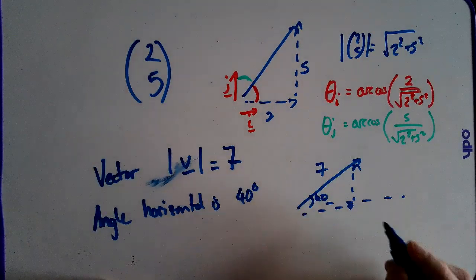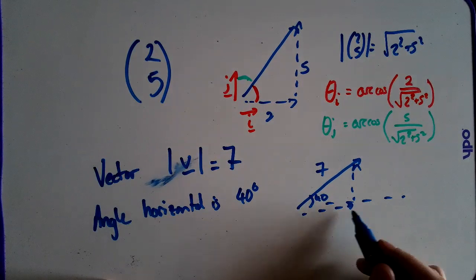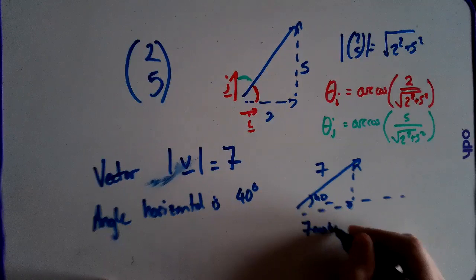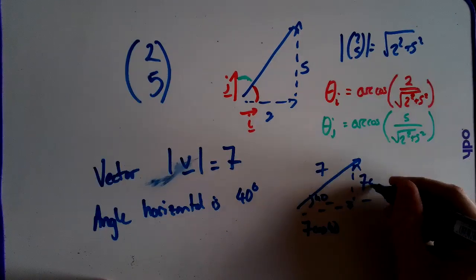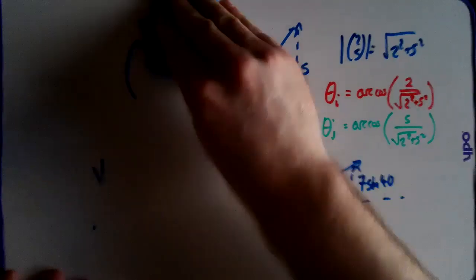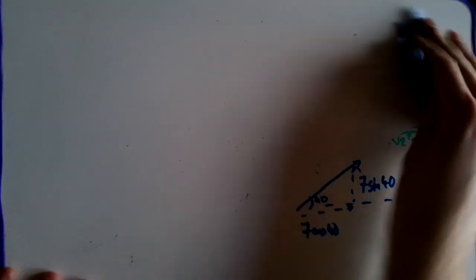So we've done lots more of this in mechanics now. To get the adjacent bit, this bit here, that's going to be 7 cos 40, and to get the opposite, 7 sin 40. And all of these are skills we're going to need in the next bit. And a little bit about parallel as well, but I'll recap that in the lesson.